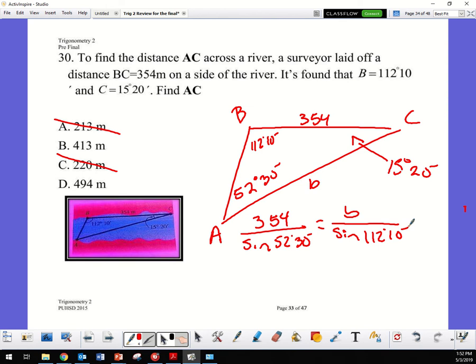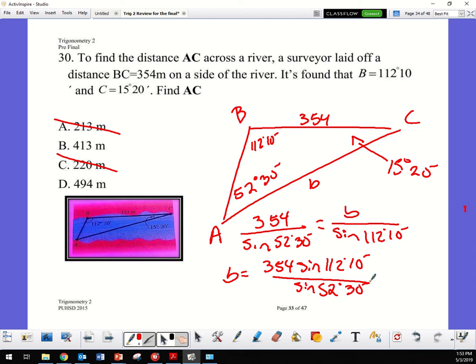All right, at this current moment in time, you people should be able to do this math and jump straight to here. We've done it a whole lot. You should be able to go straight to the calculator on this. People that do their homework. Because we know this is going to look just like this: little b is equal to 354 sine of 112 degrees, 10 minutes, divided by sine of 52 degrees, 30 minutes.